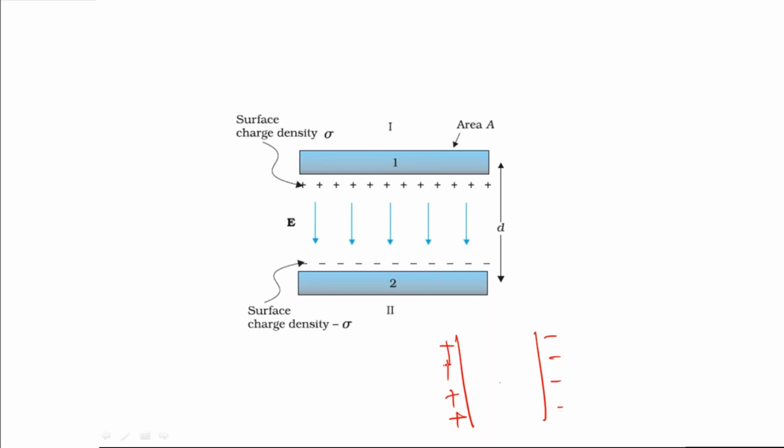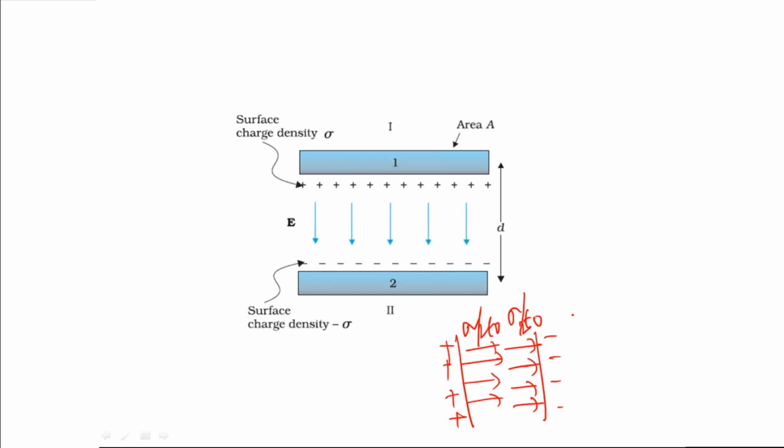See, in this region, due to the positive plate, the electric field will always be outward, like this. It will be so from the positive plate. From the negative plate, how will it be? From the negative plate also it will be like this, because for the negative plate, electric field lines are getting into that plate. So this is sigma by 2 epsilon naught, and this is also sigma by 2 epsilon naught for the negative plate.